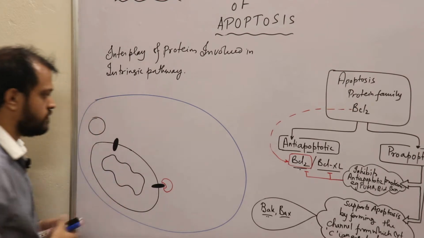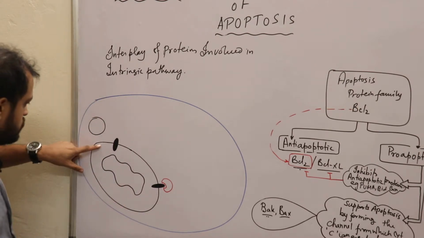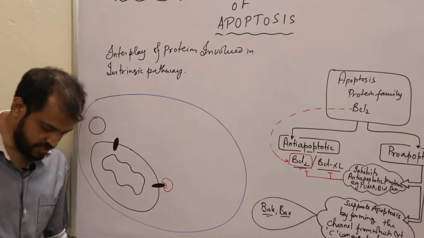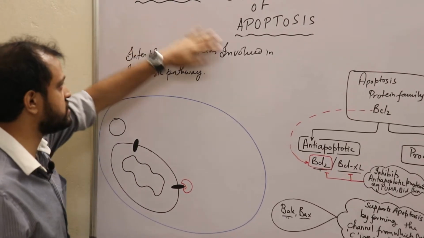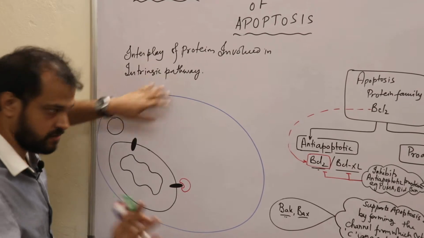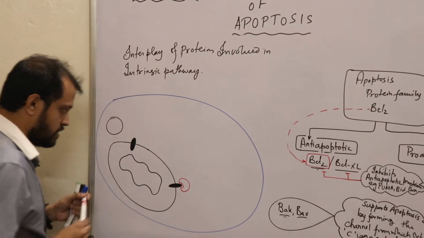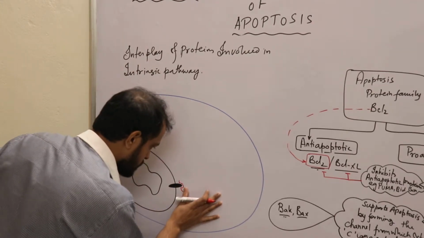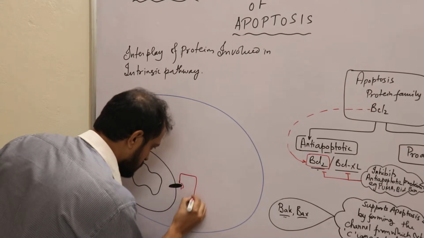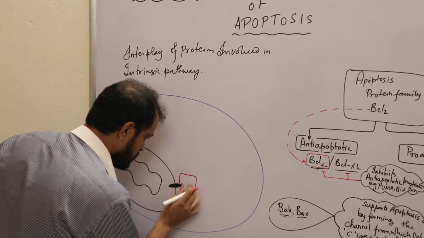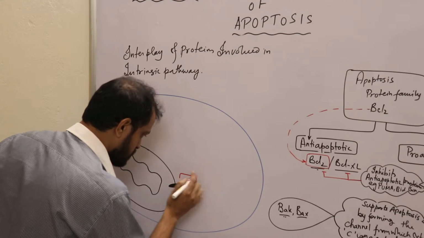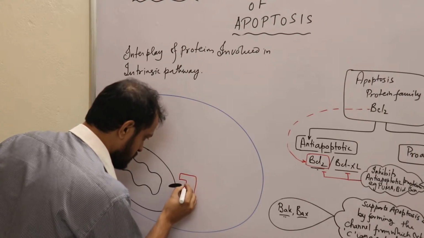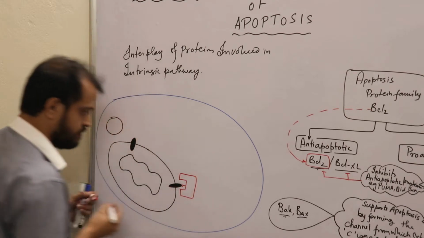Okay. So we have actually drawn all the basic components needed to explain the interplay of proteins involved in the intrinsic pathway. Now listen with all your attention. Do you know what this is? What is the name of this protein? This protein is actually inhibiting this black one.